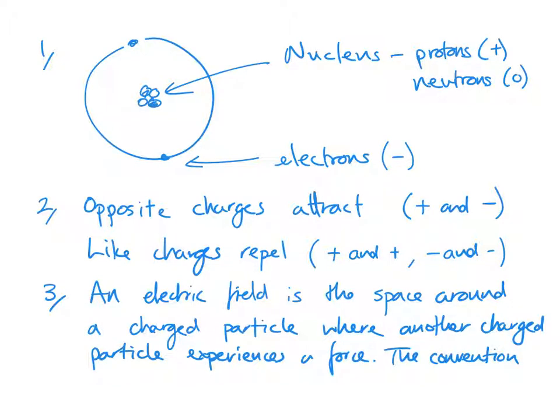And because with charges you have both positives and negatives, and they would experience a force in opposite directions, we have to pick one basically. So the convention is that the arrows in the diagrams we're about to look at show the force on a positive charge.